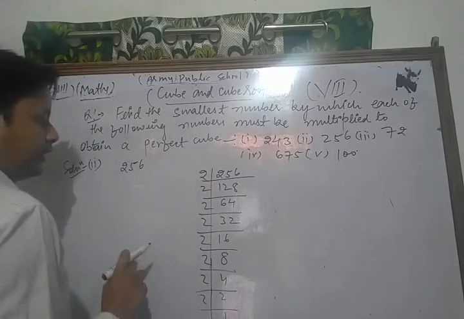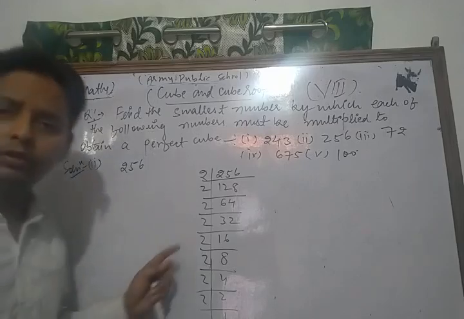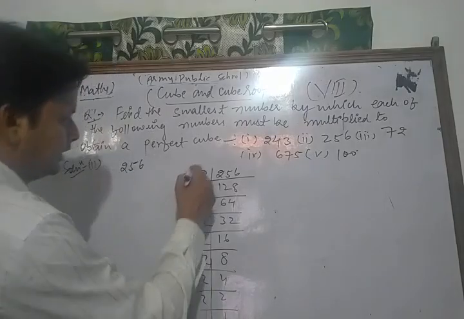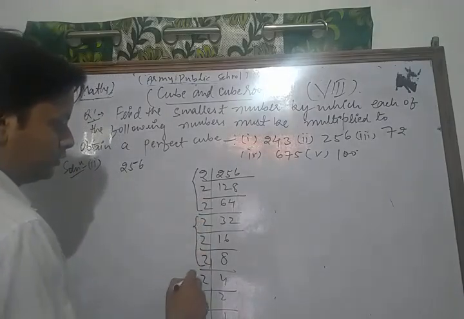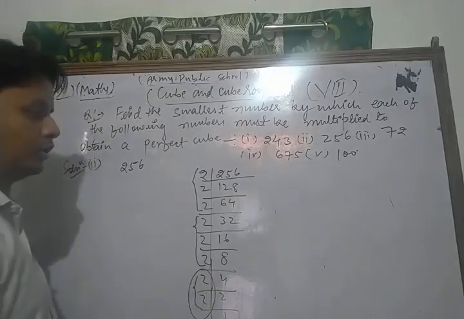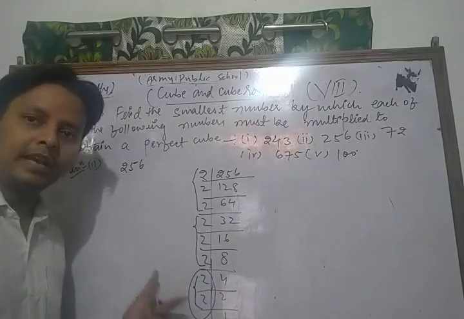So now first of all we observe whether 2 is grouped in triplets of equal factors or not. Let's see here. This is a triplet of 2. This is a triplet of 2. So this is not a triplet of 2. So one more 2 is required for the resulting number to be a perfect cube.